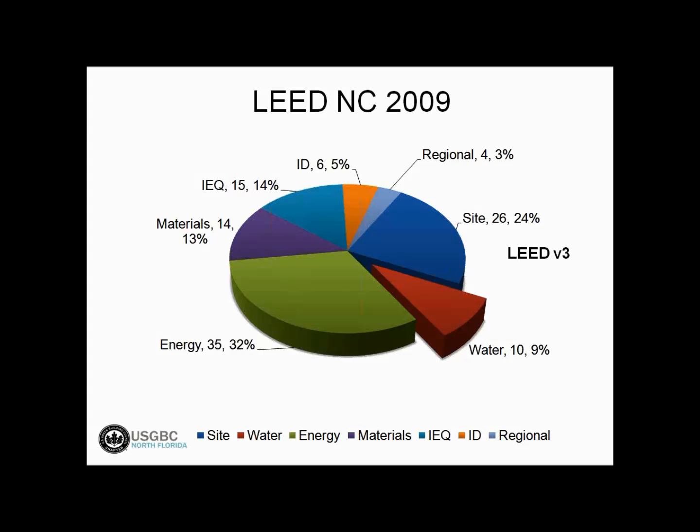What is the energy category? What does that encompass? We're going to go into that in a lot more detail, but it's, again, about minimizing the amount of energy that goes into the building through reducing the demand, energy efficient systems, commissioning is in there, measurement and verification. We're going to talk about it in more detail.